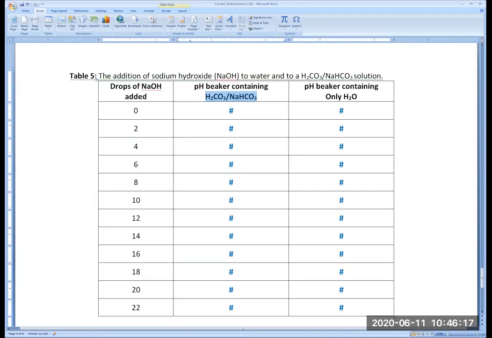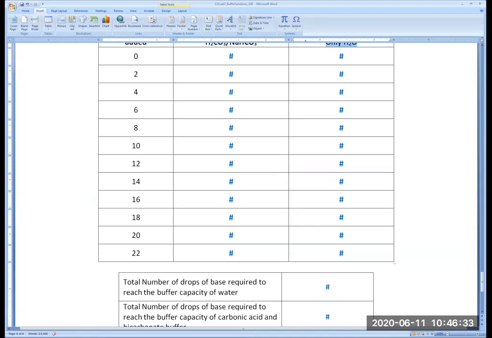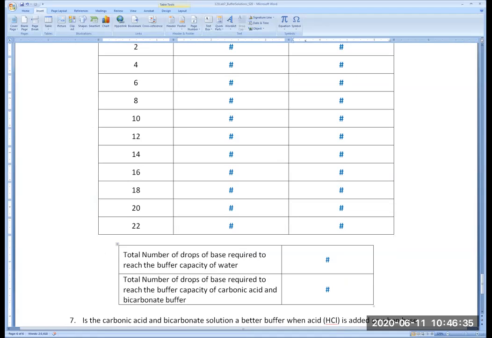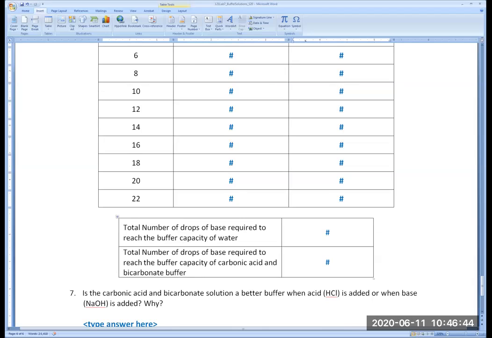So you will see the pH increase slightly as you add drops. Well, slightly if you have a buffer, but dramatically if you have no buffer, right? Like water is not a buffer, and you should see a sharp increase right from the start. So that tells you there is no buffer there. So again, the video doesn't stop when the professor has added 22 drops in each beaker. She needs to add a lot more to reach the buffer capacity of the carbonic acid and bicarbonate buffer.